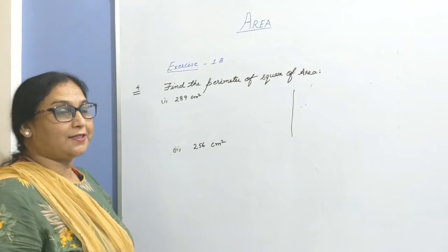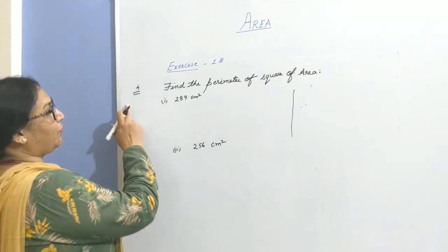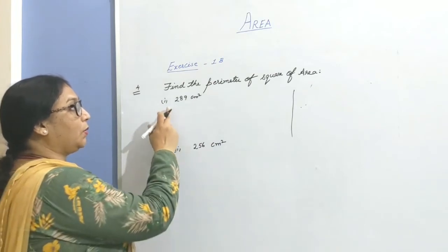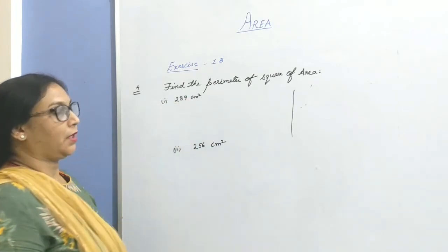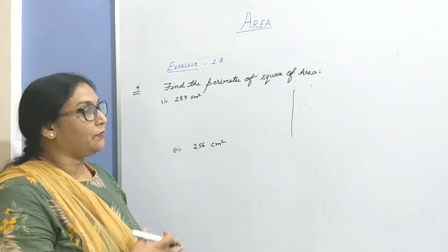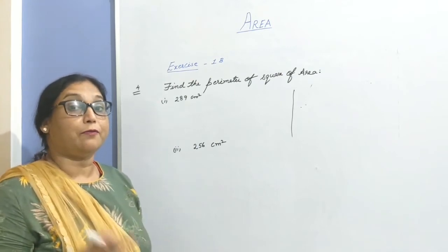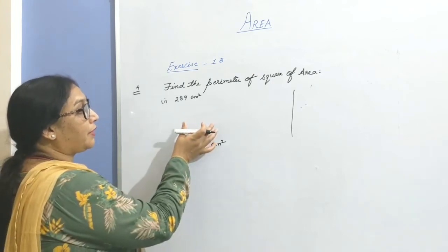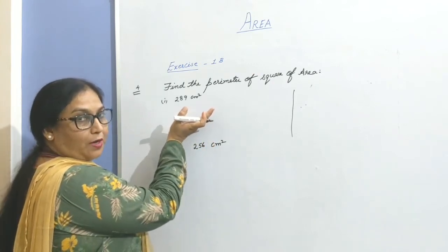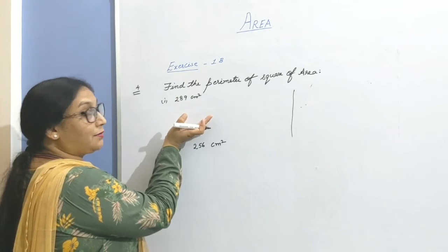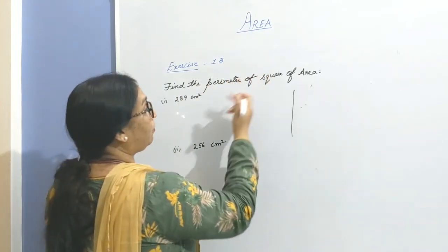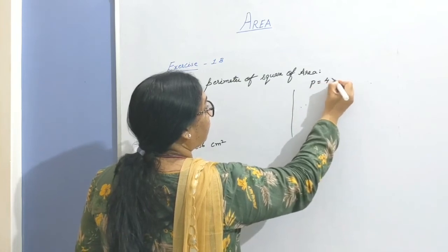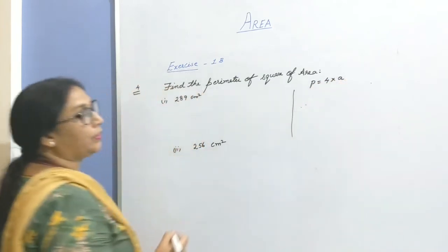Students, let's move to an interesting question. Question number 4. Find the perimeter of a square of area 289 centimeter square. In the previous question you have learned how to find one side of a square. Similarly, as the first step we'll try to find each side of the square, and as soon as you get the side of the square, what is the formula of perimeter? Perimeter equals 4 times a given side, that is 4 into A.